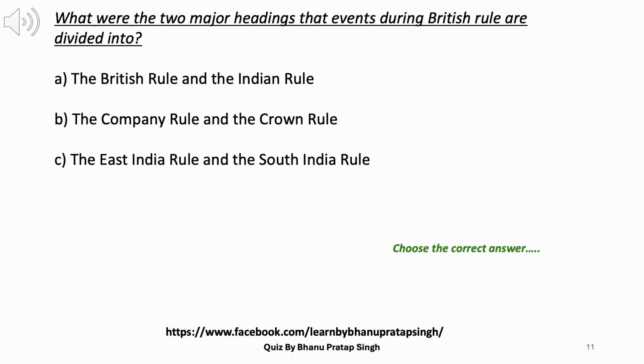11. What were the two major headings that events during British rule are divided into? A. The British rule and the Indian rule. B. The Company rule and the Crown rule. C. The East India rule and the South India rule. Answer: B. The Company rule and the Crown rule.